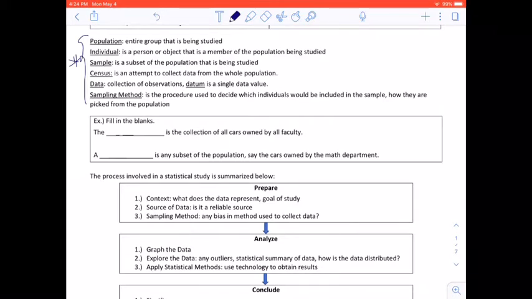Example says fill in the blanks. The blank is the collection of all cars owned by all faculty. And the second one says blank is any subset of the population, say cars owned by the math department. So the first one is everybody, so that's our population. The second one is a subset, and so this is going to be our sample.